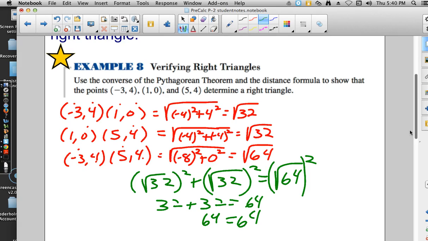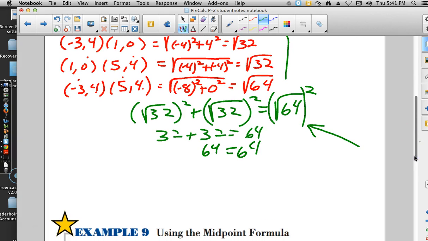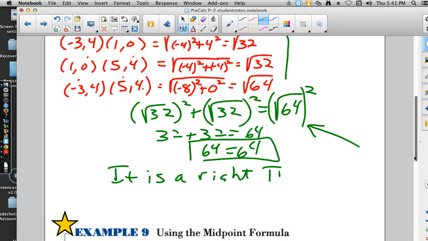Use the converse of the Pythagorean theorem and the distance formula to show that the points negative 3, 4, 1, 0, and 5, 4 determine a right triangle. Well, we used the distance formula right up here. We used the Pythagorean theorem right here. And this is the proof we needed. It is a right triangle. You know, I don't like the it at the front. Let's go ahead and put the given triangle is a right triangle.